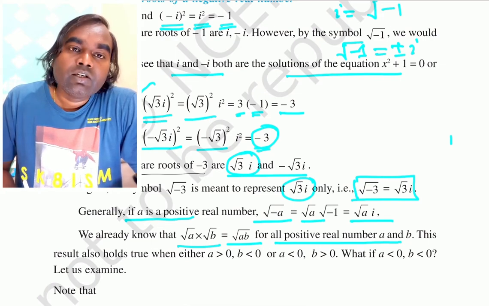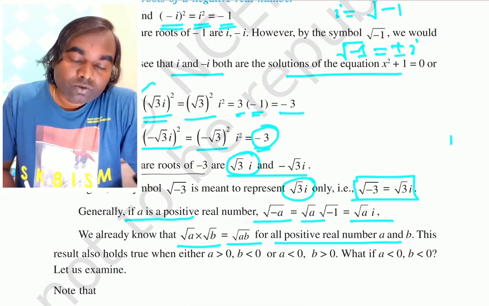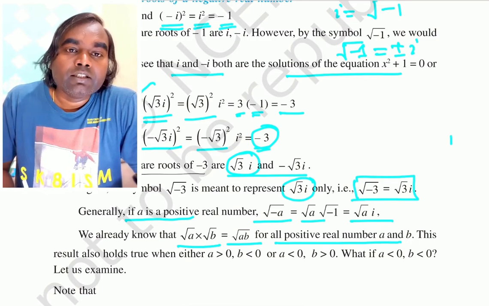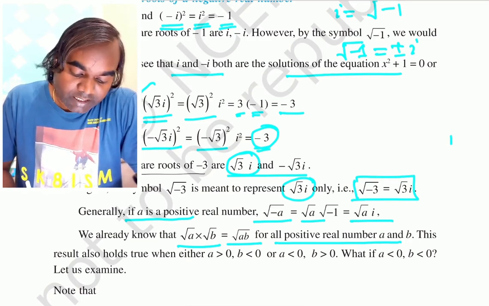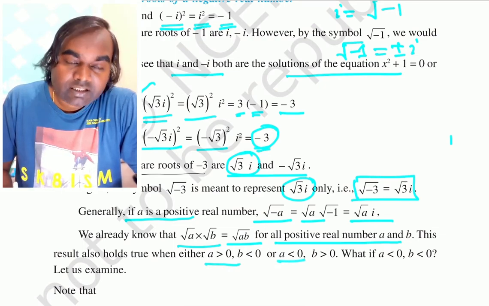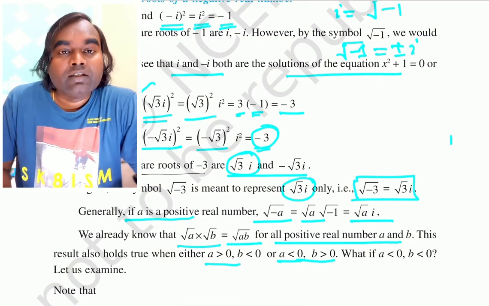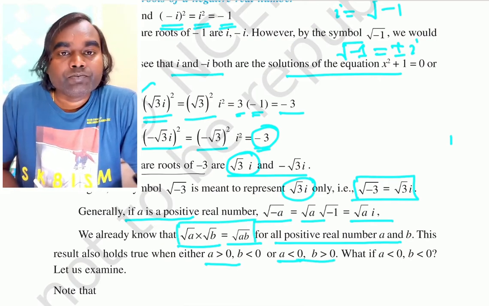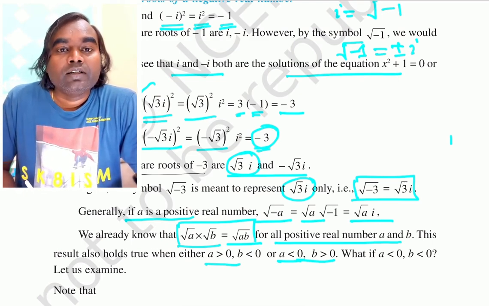and this identity holds true if any one of the two real numbers is greater than 0, that is either a is greater than 0 and b is less than 0, or a is less than 0 and b is greater than 0, then this identity holds true. But what if both are less than 0?